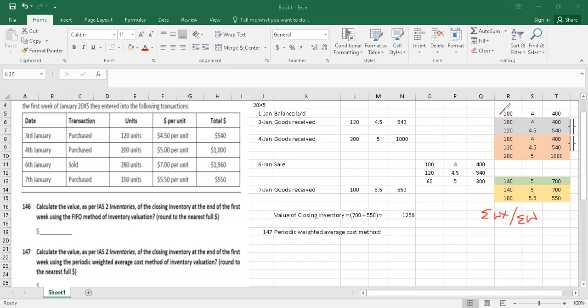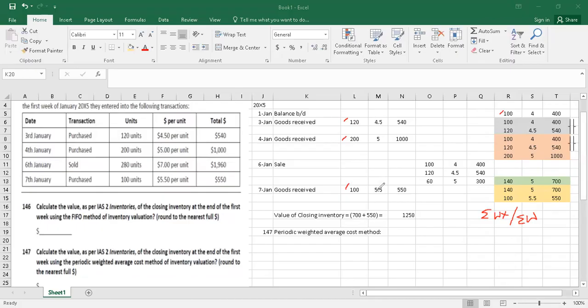First one is 100 units at 4 per unit. The second lot received is 120 units at 4.5. Third lot that is received is 200 at 5. And the fourth lot is 100 units received at a rate of 5.5.